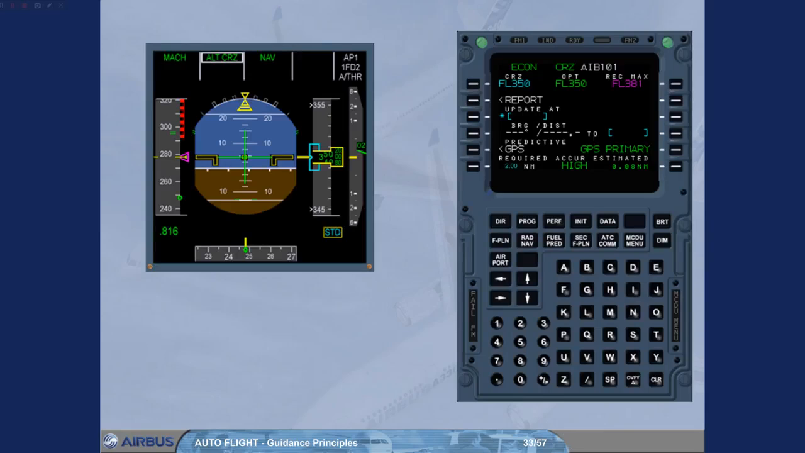When the aircraft reaches cruise flight level as set on prog page, the autopilot flight director goes into altitude cruise mode. The target Mach number is the Econ Cruise Mach number.